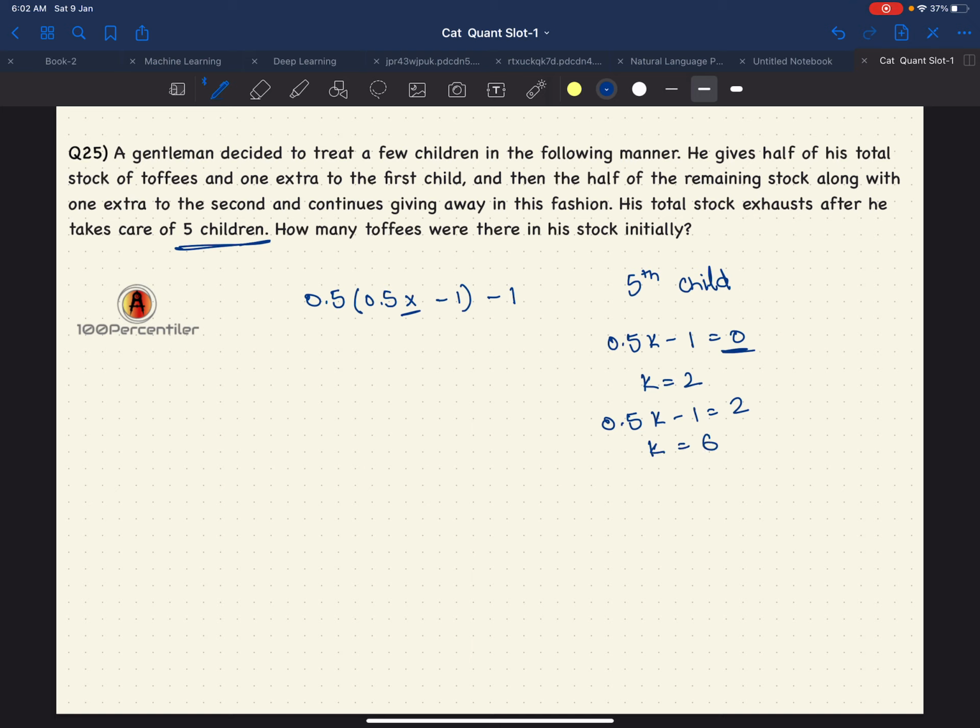Similarly, we keep doing this process. So 6 plus 1 into 2 is 14. Then 14 plus 1 into 2 is 30. And 30 plus 1 into 2 is 62. That is what we had initially. So 62 is the required answer. So we repeated these same steps 5 times to get the required answer.